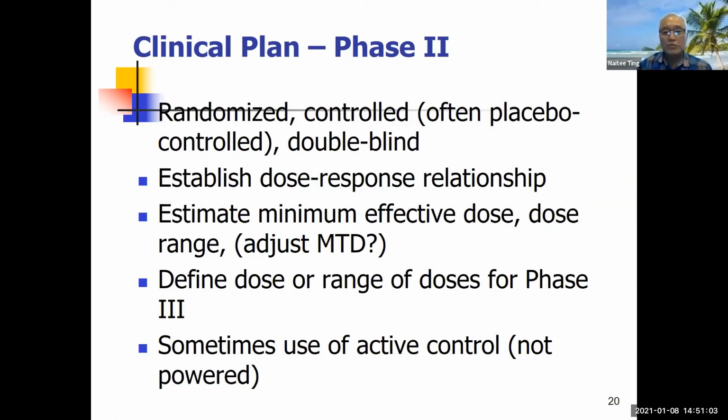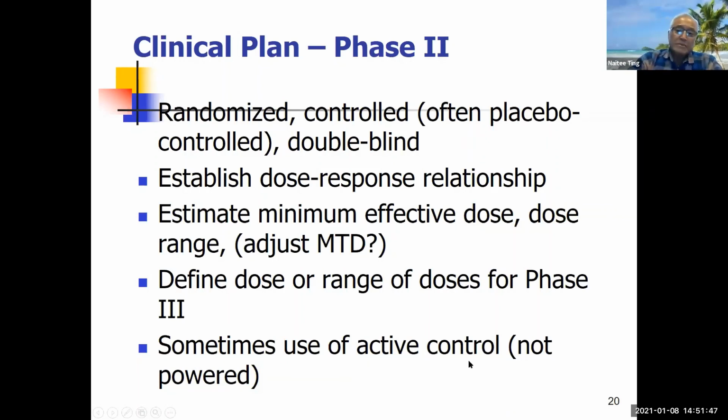Phase 2, randomized controlled double blind. You try to establish dose-response relationship. You try to estimate minimum effective dose. You try to estimate dose range. The important part of this whole thinking is that with phase 1, you establish the upper limit of your dose range, and phase 2 establishes your lower limit of dose range. Now you have a range of doses, you can move into phase 3. You want to define the dose or range of doses for phase 3 studies. Once you come up with this dose range, you select one or few doses, you get into phase 3 for large-scale, long-term trials to confirm it.